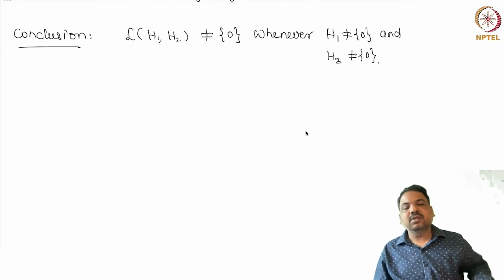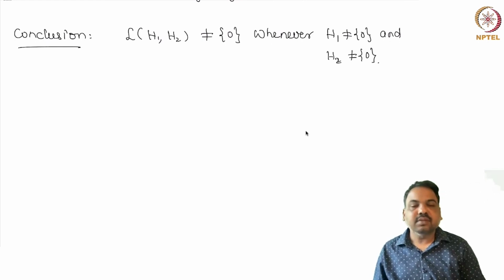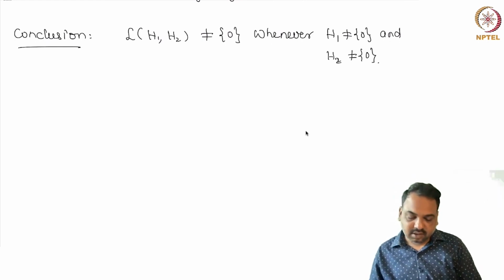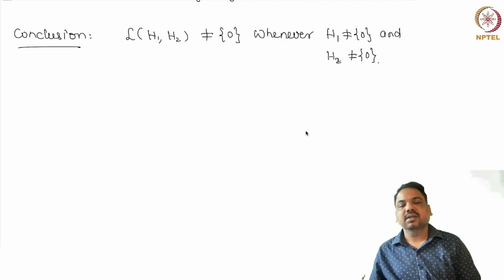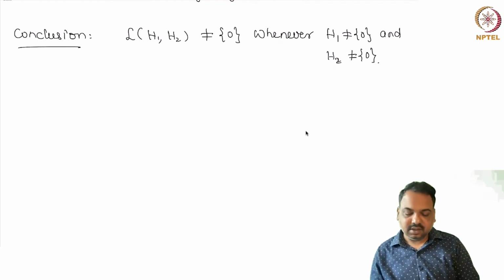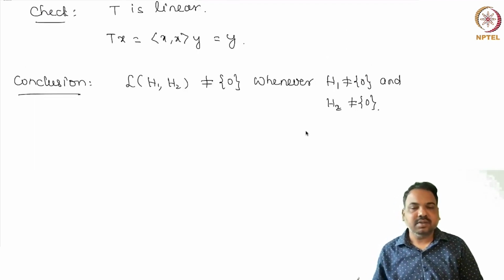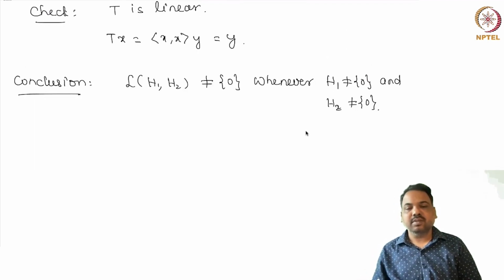Next we want to discuss the structure of L(H1, H2). That means, can we say that we can define more operations on this L(V, W), or L(H1, H2), so that it becomes a vector space? Then we can ask whether it has some more properties.